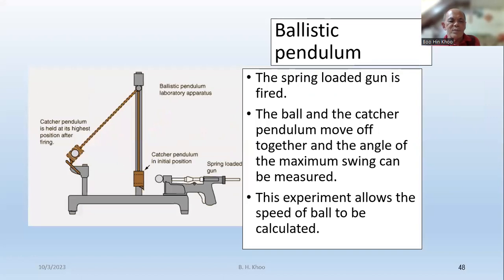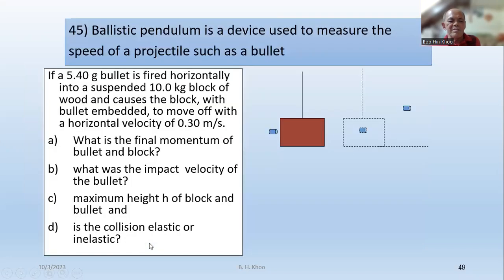This is an experiment we can do in the lab. This is a spring gun where I can push a ball inside, and then it's loaded. There's a spring there. When you press the trigger, the spring will be released. The ball will hit this pendulum with a catcher, and then it will swing to maximum height. We can measure that angle there. That's a ballistic pendulum. Find the initial speed of the ball.